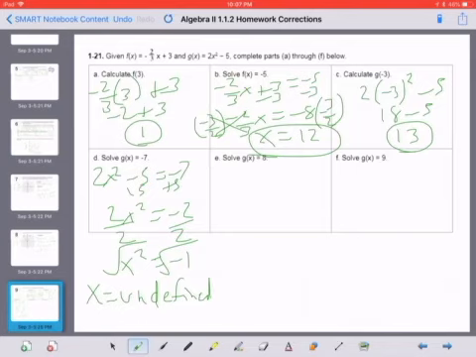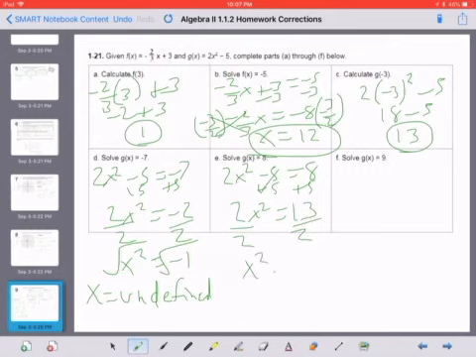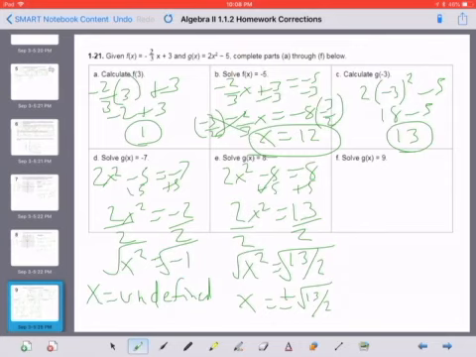Okay, and E, I'm solving when g of x equals 8. So I get 2x squared minus 5 equals 8. Add 5. I get 2x squared equals 13. Divide by 2. I get x squared equals 13 over 2. Take the square root of both sides. So I get x equals, I need to make sure I put plus or minus. And I can just leave it as the square root of 13 over 2. But don't forget that plus or minus.